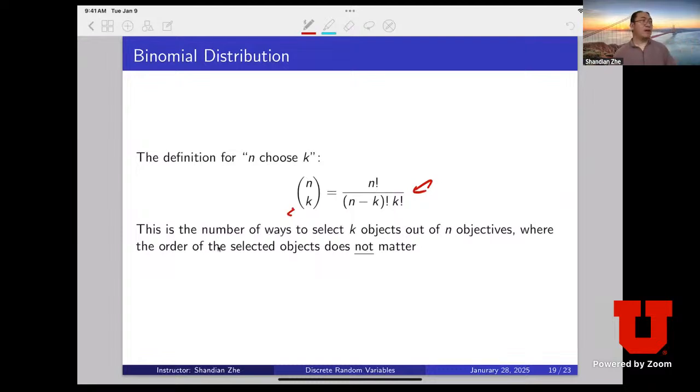As to why this comes from here, I believe everyone knows that. And if not, you can imagine you choose k items out of n items, but there's no concern about in which order you choose them. That's why you have to divide by k factorial and n minus k factorial. It's just to divide out all possible orders of those k items and also the remaining items.